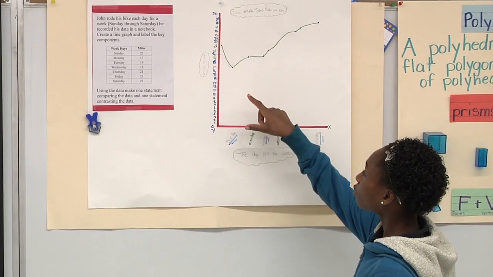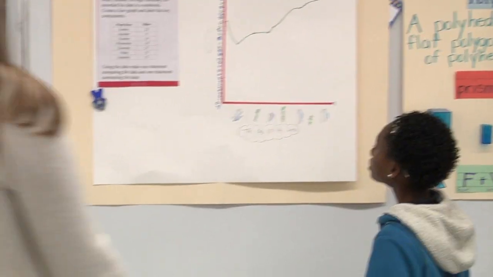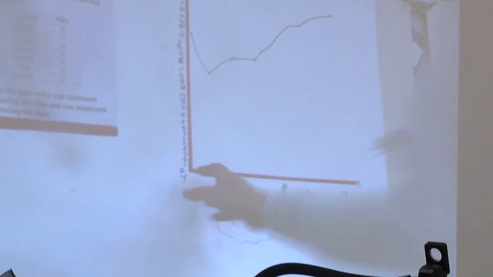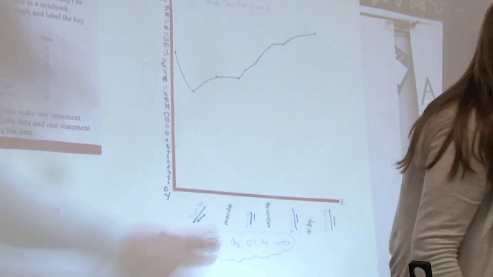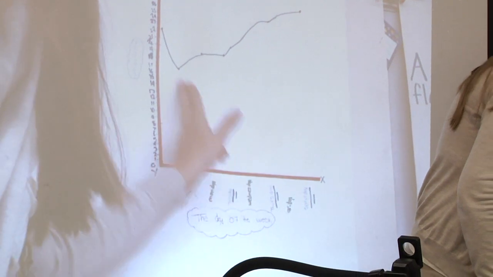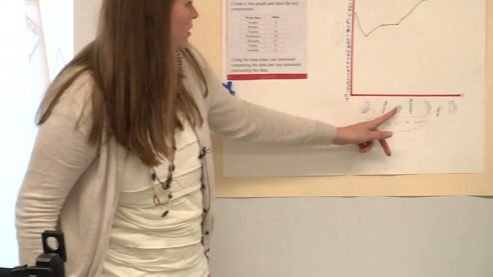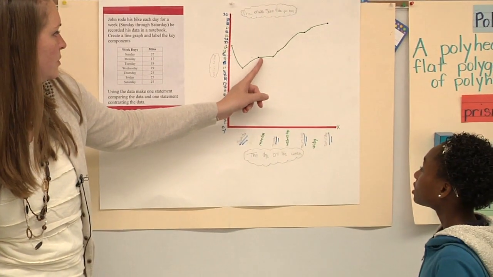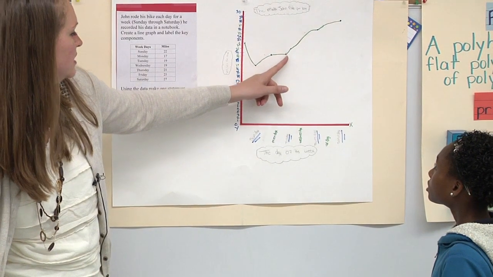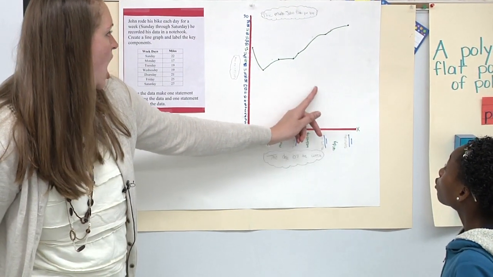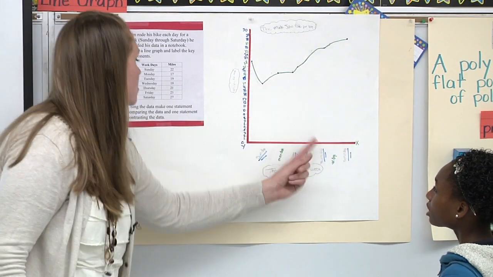On Mondays, he wrote 17 miles. Oh, okay, so I see. So Sunday, he rode 22, right? Yes, ma'am. Okay, and then Monday he rode 17, okay, and on Tuesday, what did he ride? 19, so we're back up here, and then Wednesday? 19. Oh, you stayed the same? Okay, 19. Thursday? He rode 27. Oh, close, Thursday.